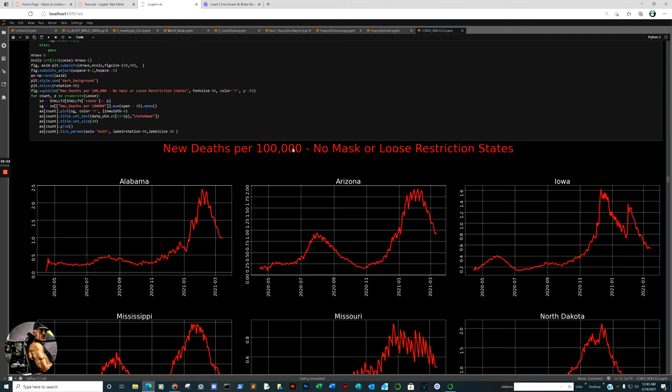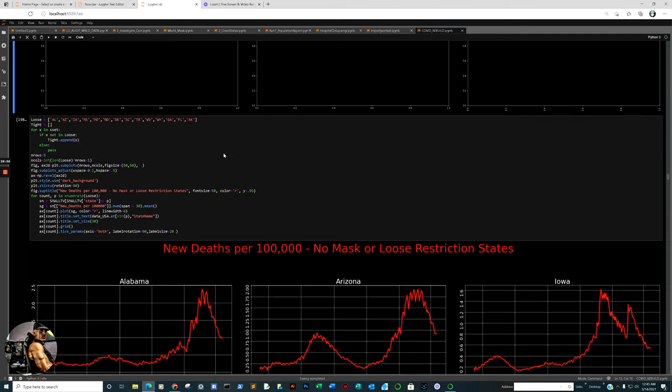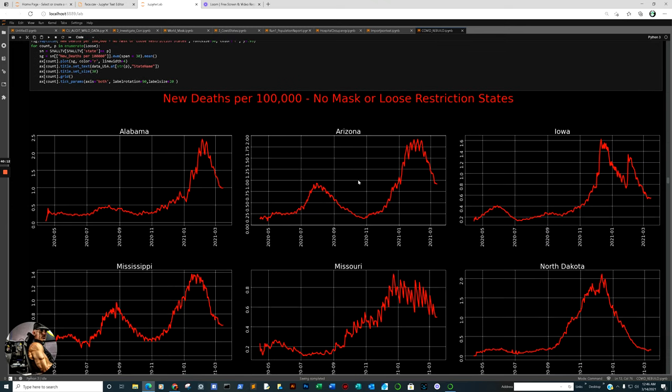Let's begin. New deaths per 100,000, no mask, loose restriction states. Now, what I did here, this data frame right here, these are all the states which are pretty much loose on the restrictions currently. And so what we're doing is selecting those states and looking at that data. Now, the objective you have here as a policymaker is to look at this data and see if there's a difference between states which pretty much balked at the idea of pandemic restrictions as opposed to those states that did not. So remember, each one has a different y-axis, to be fair, but let us proceed.